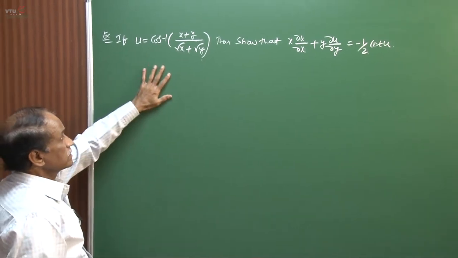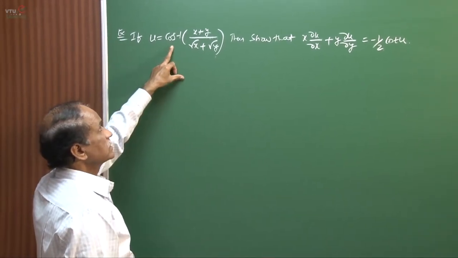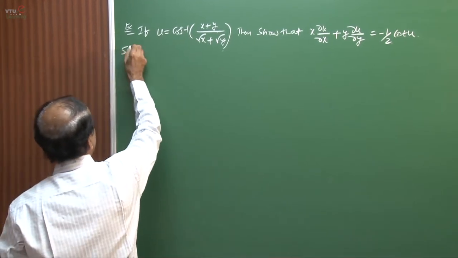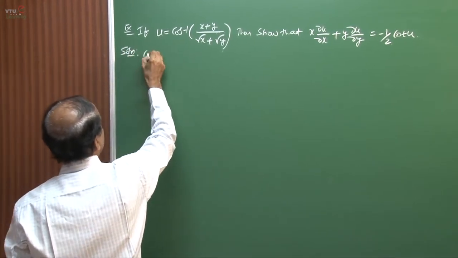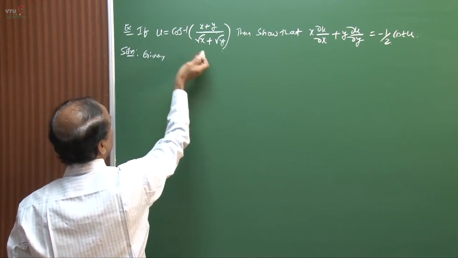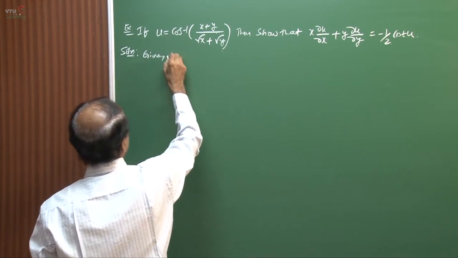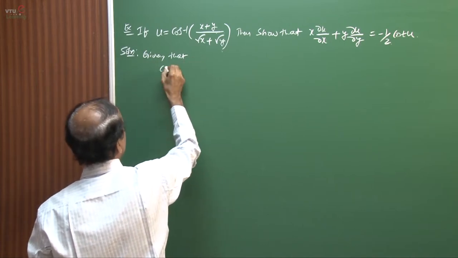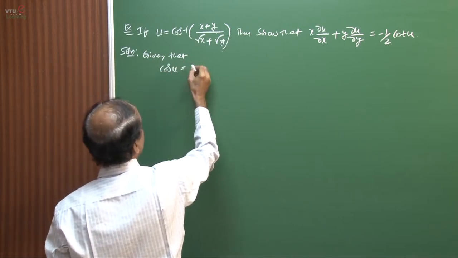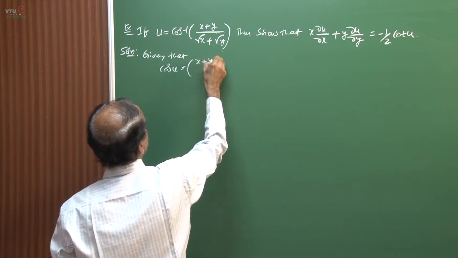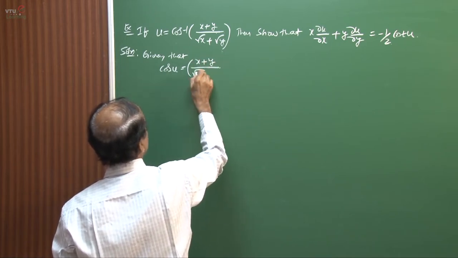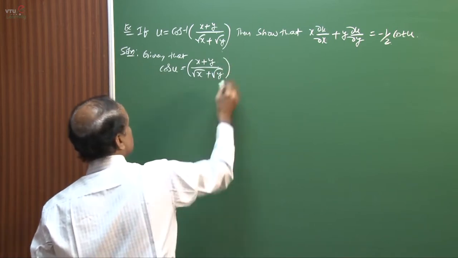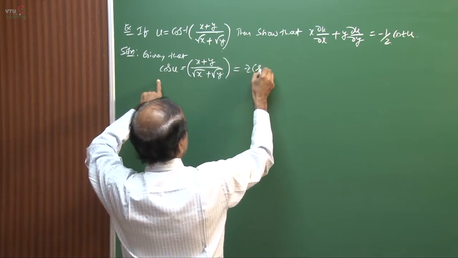So what is given to us? In the previous problem we discussed tan inverse, and this function is cos inverse. In the solution, given that cos u, I will shift to the left side, that is cos u is equal to (x plus y) over (root x plus root y), and this I will call z.